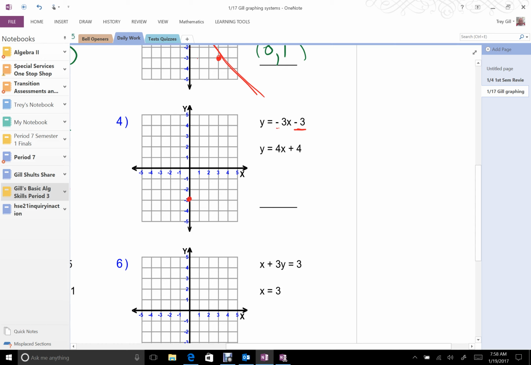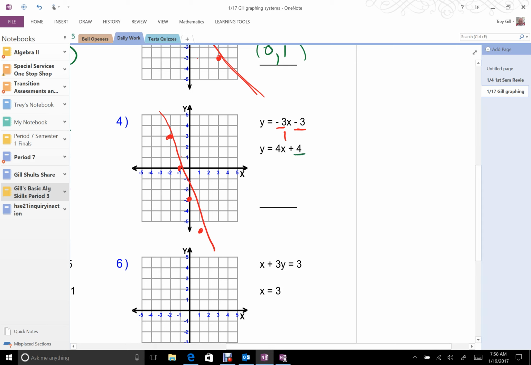My slope is negative 3 over 1. So I'm going to go from there down 3 over 1. Kind of went off my chart, but that's okay. Then I'm going to go back to where I started, and I'm going to reverse that. I'm going to go up 3, back 1. And I might do it again. Up 3, back 1. Okay, connect all those.